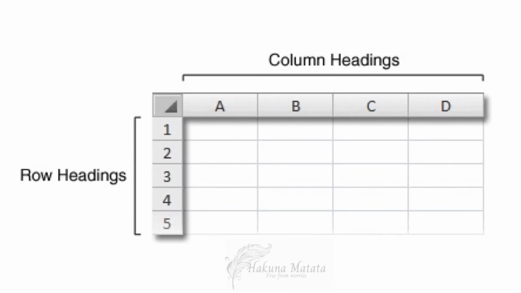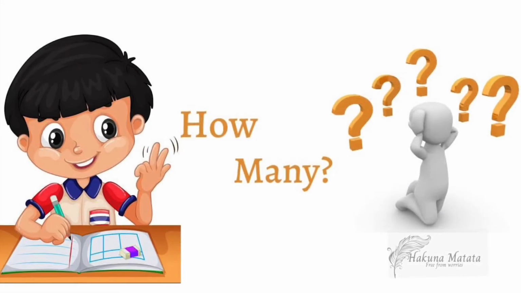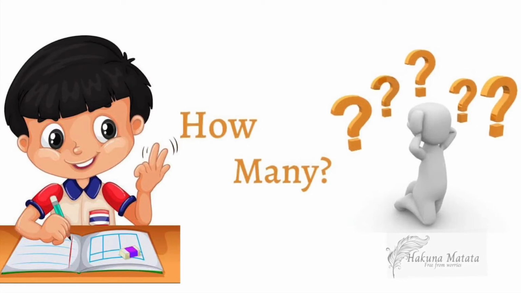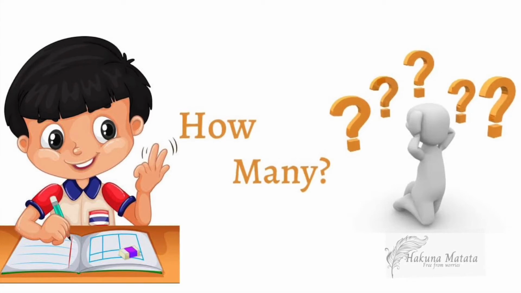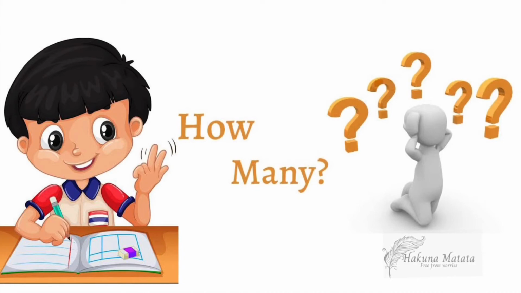Each row has a heading, which is a row number, and every column has a heading called a column letter. There are 1,048,576 rows, which are numbered from 1 to 1,048,576. There are 16,384 columns named from A to XFD.